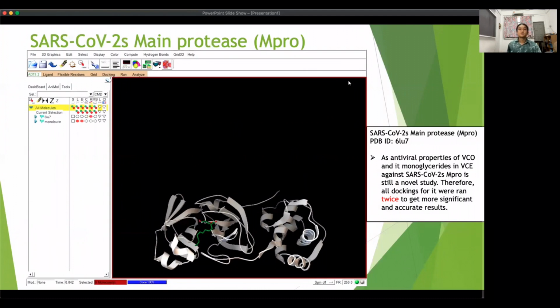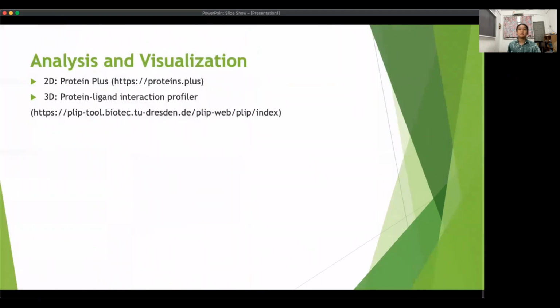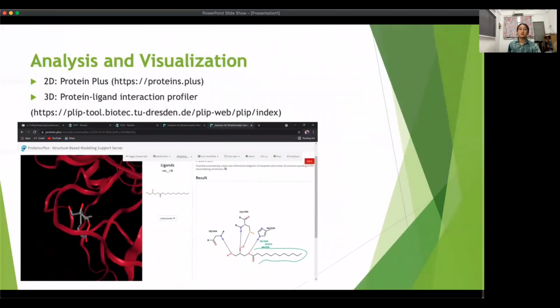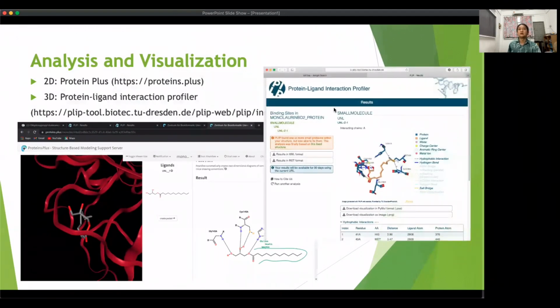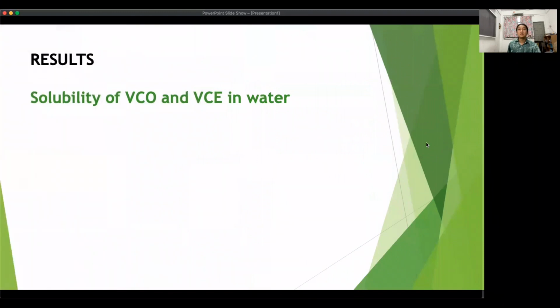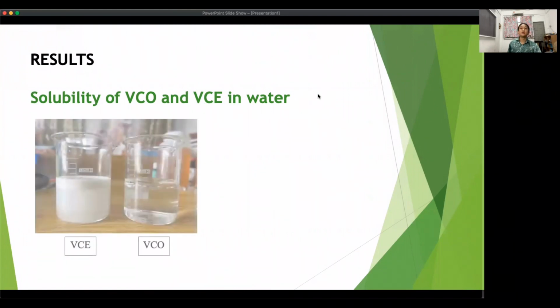So moving on is the visualization of the result of the molecular docking. For 2D, I use Protein Plus, and for 3D, I use the Protein-Ligand Interaction Profiler. Then finally, now is the result of my FYP, which is firstly the solubility test in water.